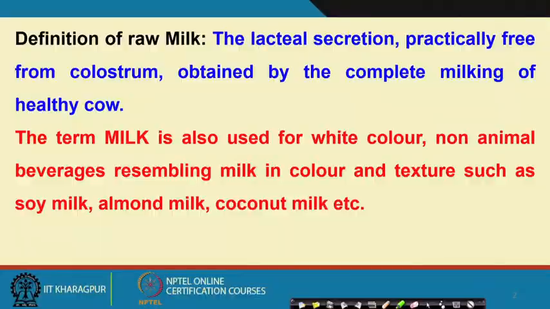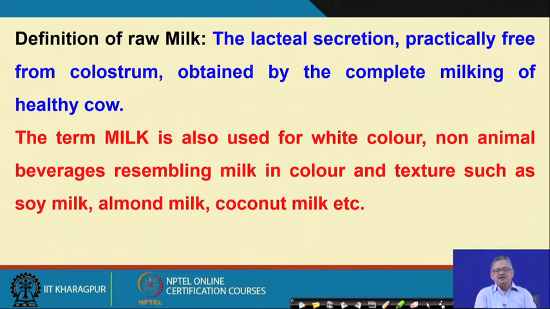Only the mammalian can produce milk, right? Have you ever seen the chicken producing milk? No, because it's not mammalian. So, those which are under the mammalian category, they only can produce milk, right? So, from the definition, the lactal secretion practically free from colostrum, though we'll come to colostrum again afterwards, but since it has come here, let us also say colostrum is such a unique thing.